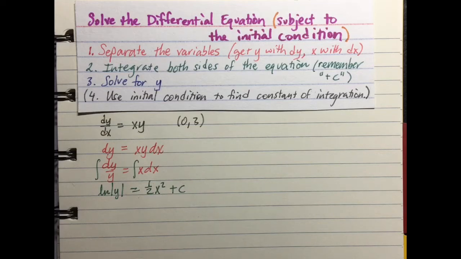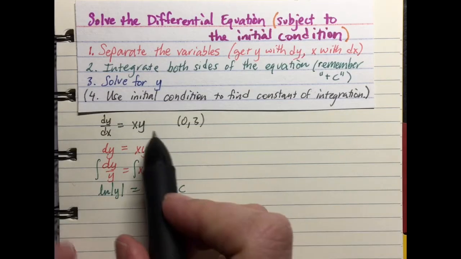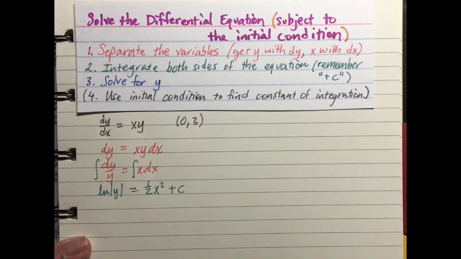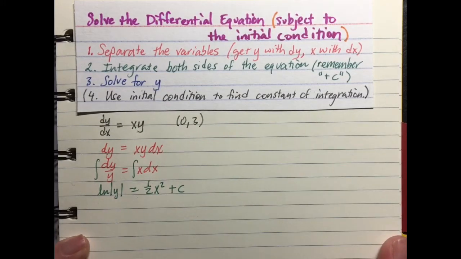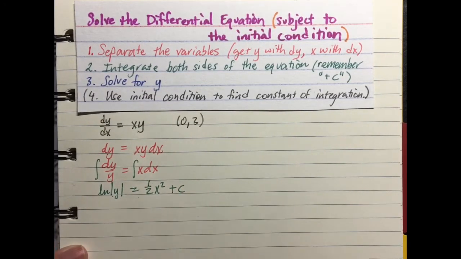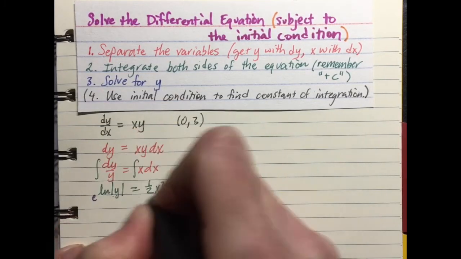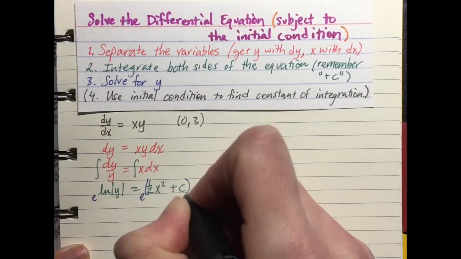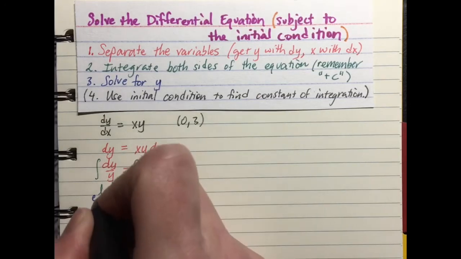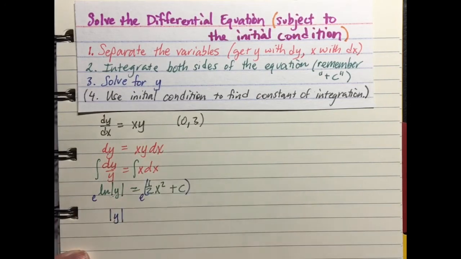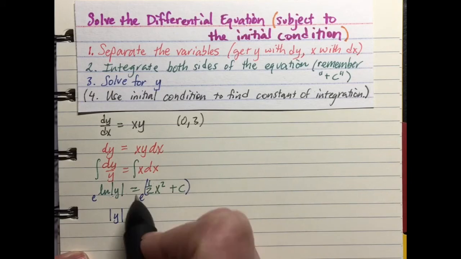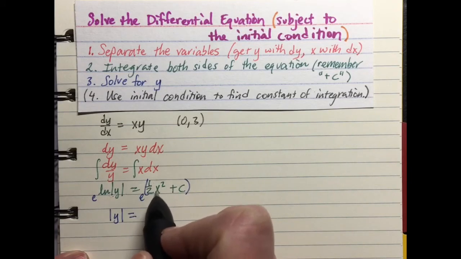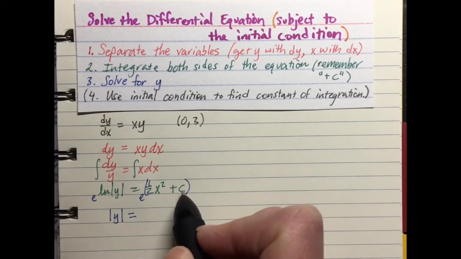So step 3, and this is where we really have to pay attention. So we need to solve this guy for y. Remember that to undo a natural log, the opposite of a natural log is an e to the. So if I do e to the on both sides, so I have e to that, all that stuff. So on the left, I have the absolute value of y. On the right, I have this e to the 1/2 x squared plus c.